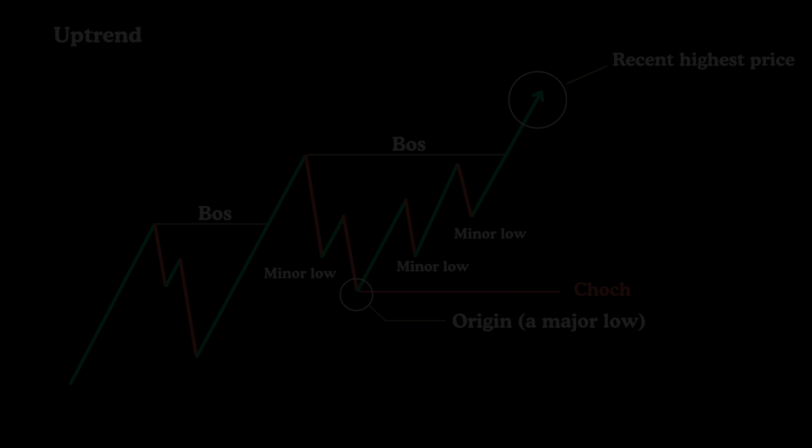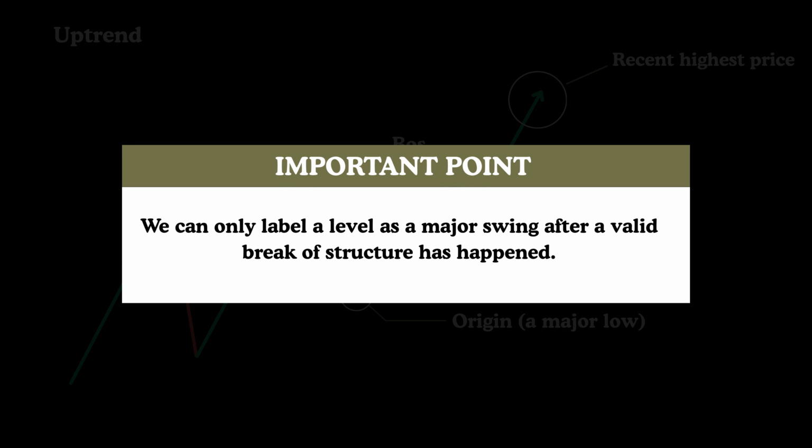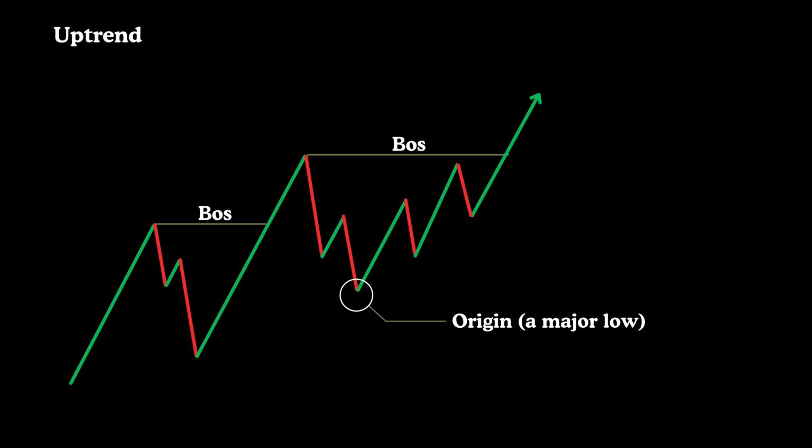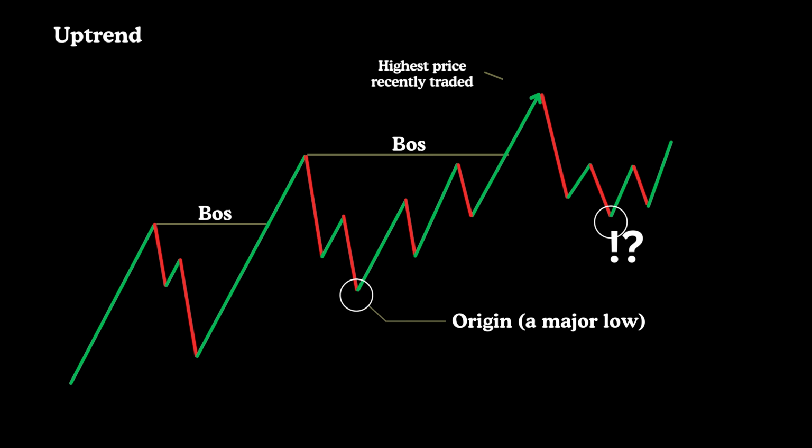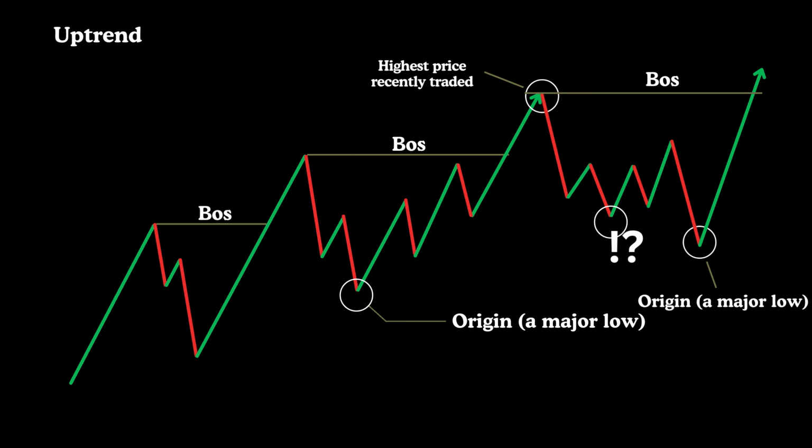Now here's a key point. We can only label a level as a major swing after a valid break of structure has happened. For example, this low cannot be identified as a major swing low until a proper break of structure occurs. This is the highest price recently traded. So, a break of structure is only confirmed when the price pushes through this level. As stated, only after a valid break of structure can we label a level as a major swing. Therefore, this level is seen as a major swing low while the others are minor.